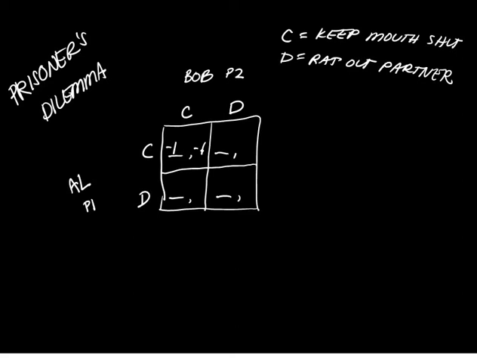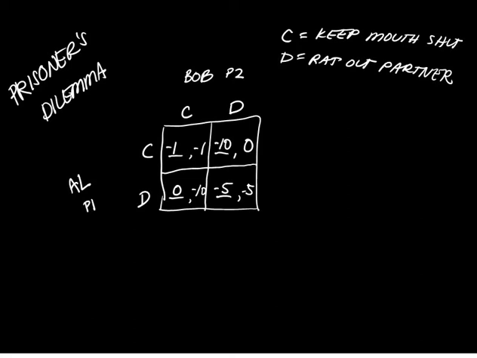Now, if Al decided to keep his mouth shut, but Bob decided to rat his partner out and sort of make a deal with the police, Al would receive 10 years for Grand Theft Auto, and Bob would get away scot-free. Vice versa. If Al decided to rat out Bob, he would get away scot-free, and if Bob decided to keep his mouth shut, he would be the sucker and get 10 years in jail. If they both rat out the other, they each get 5 years in jail.